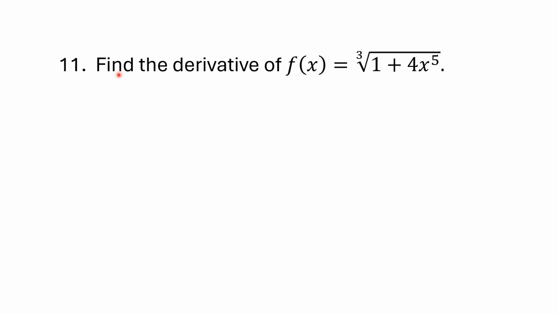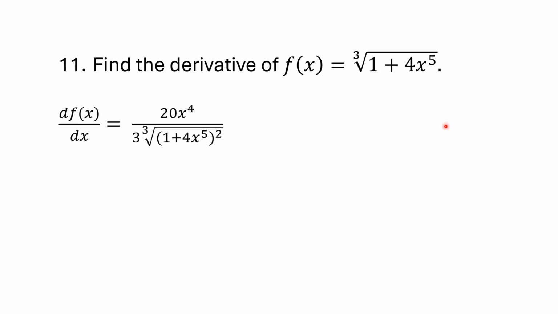Okay, here's another one that's not too complicated. Find the derivative of f of x equals the cube root of 1 plus 4x to the fifth. So we look at this as this expression, 1 plus 4x to the fifth, to the 1/3. So we're going to have 1/3, here's the 3. The cube root of 1 plus 4x to the fifth squared times the derivative of what's inside. The derivative of 1 plus 4x to the fifth is 20x to the fourth.